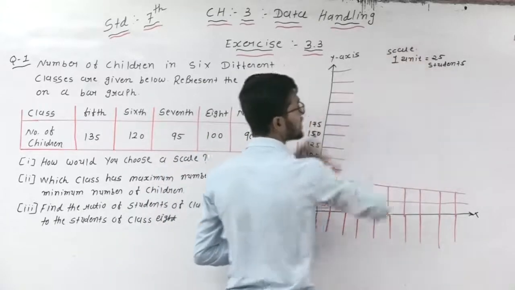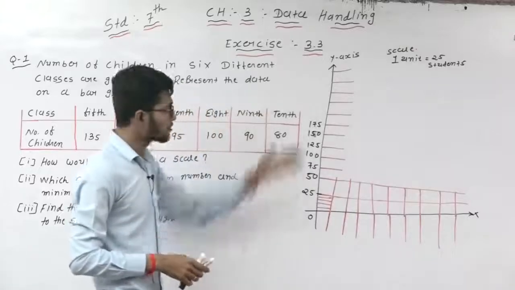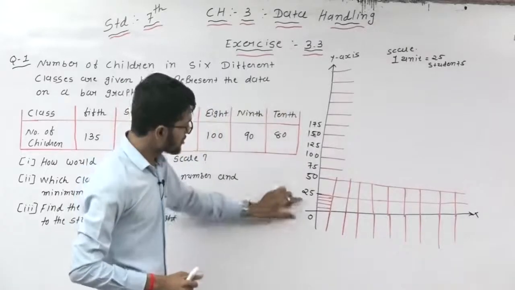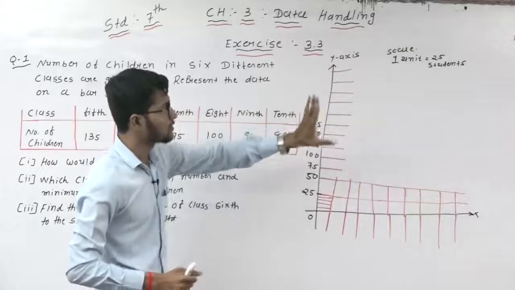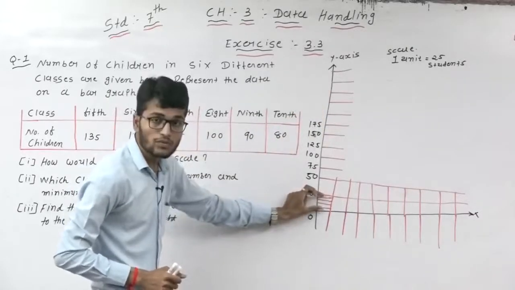So what is your scale? 1 unit is equal to 25 students, and scale is always represented on the y-axis. So here started from 25 means 1 unit is equal to 25 students. This one is 1 unit, the full 1 unit.